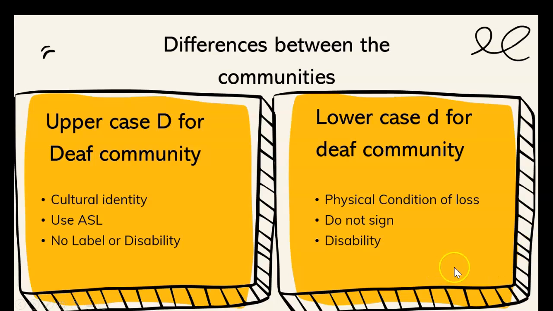So let's compare that with the lowercase d for deaf community. In this community, we notice that there's a physical condition of loss, do not sign, and disability. Now let's talk about it. Firstly, the lowercase d in deaf refers to the physical condition of having a hearing loss. Secondly, these individuals may not use sign language to communicate but prefer speech if possible. Lastly, individuals in this community refer to their hearing loss as a medical condition and/or disability.